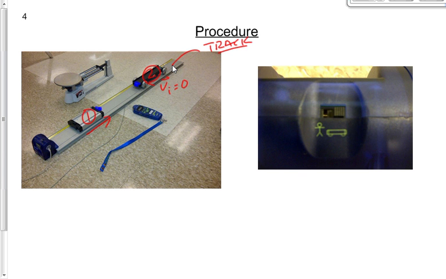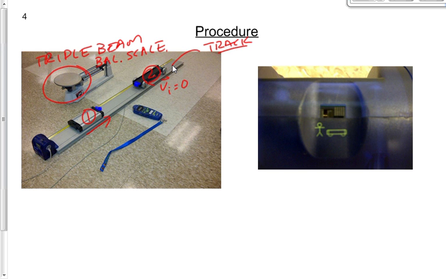Now, before you actually send one cart down and collide with the other cart, we're going to need the mass of both of these carts. Okay, the mass of cart 1, the mass of cart 2. They'll be different. I want you to use the triple beam balance scale to do that. Most of you should have used a triple beam balance scale before, either in Physics 20 or in Chemistry or in Science 10, whatever. If you're not familiar with how to use that, just let me know and I'll help you out with that.